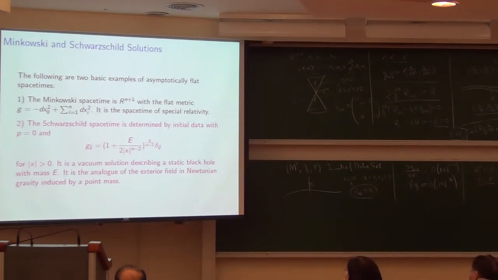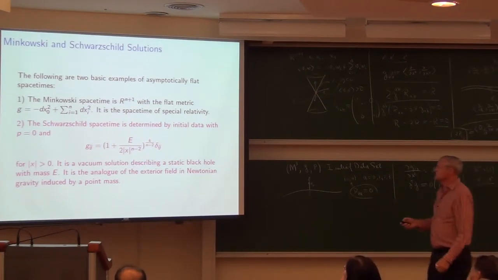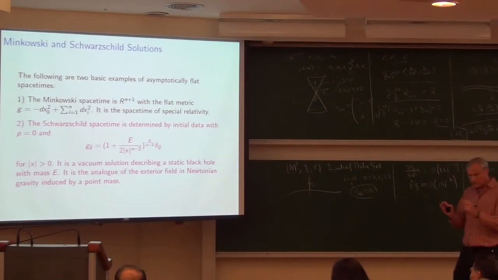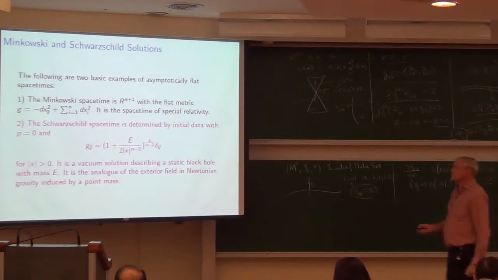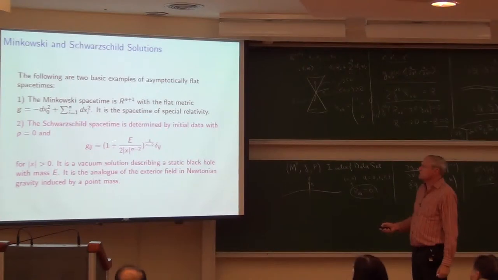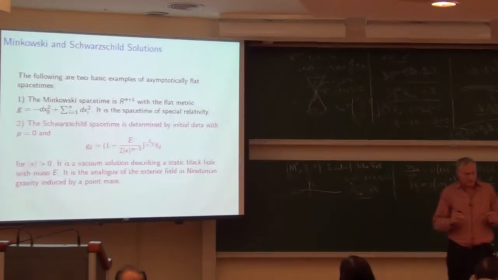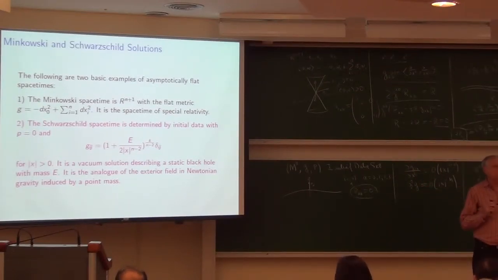Okay, and so the advantage of writing it in this form is that you can see directly that it satisfies the constraint equation. So in this case, this is a time symmetric case, so p is 0. The scalar curvature of this metric, it turns out when you write a metric in this form, just involves the Laplacian of that function. And so you can see that function is just a harmonic function away from the origin. It's the radially symmetric harmonic function.